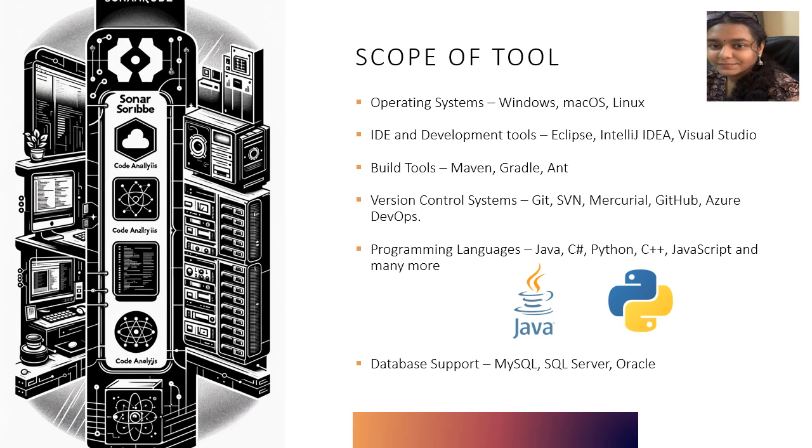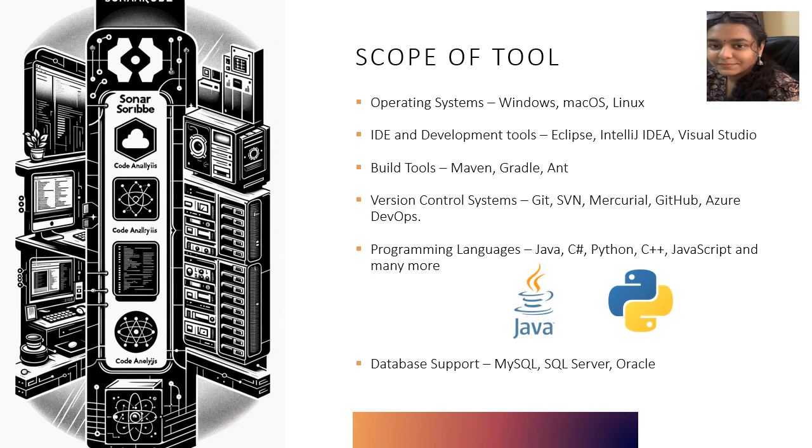Now moving on to the version control system. So SonarCube actually supports a wide variety of version control systems such as Git, SVN, Mercurial, as well as platforms like GitHub and Azure DevOps. This support ensures that SonarCube can analyze code in the VCS of your choice, thus maintaining a high standard of code quality across the various version control systems.